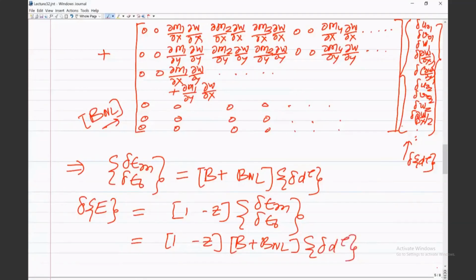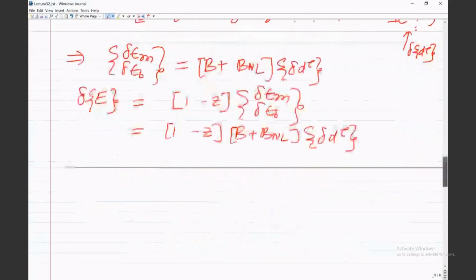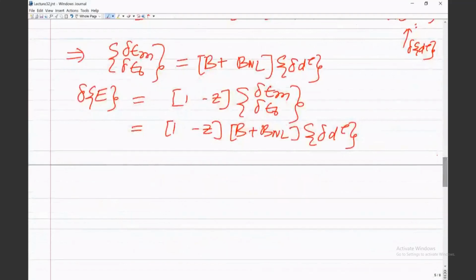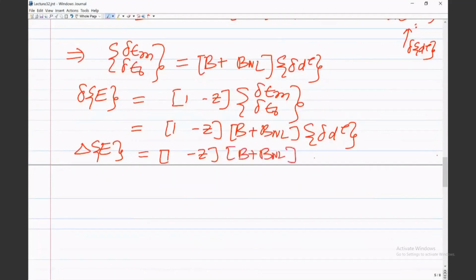So this is how you can write these terms. And similarly, if you also want to write delta E, the increment in E, it would be written as (1 minus Z) into (B plus BNL), and instead of the variation symbol we will have the increment delta DE. So this is the increment.